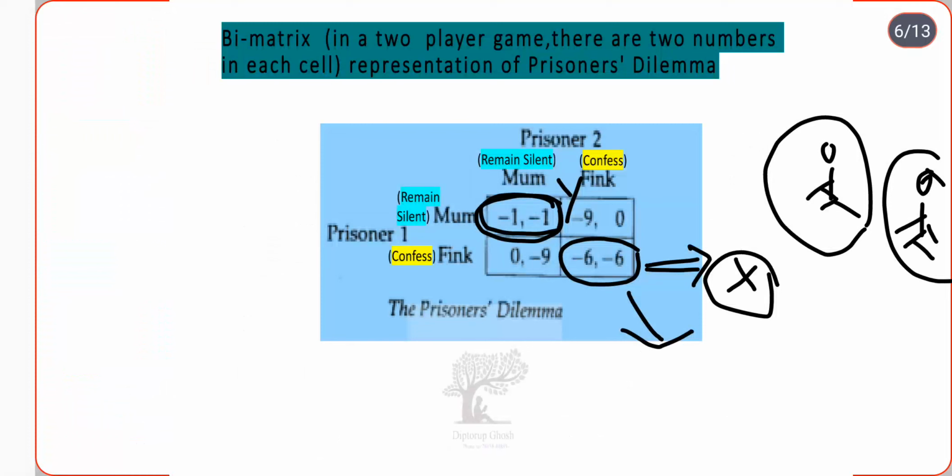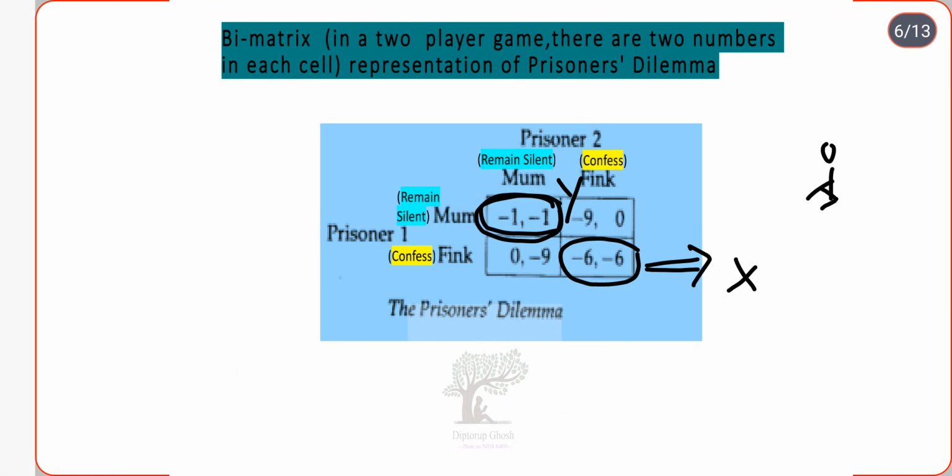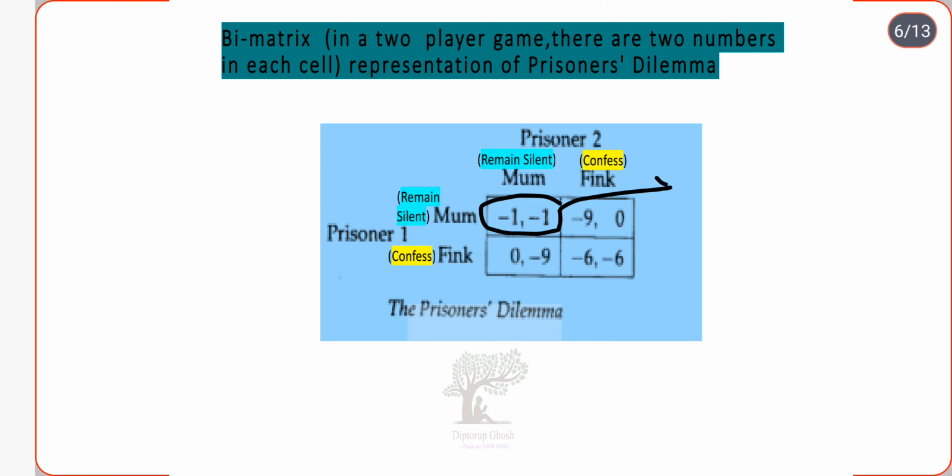If they are selecting this, mum, then they are getting 1 year of imprisonment each. In this situation you can't make them better off. If you have to make any one of them better off, you have to make another one worse off. If I want to make prisoner 2 better off, the only option is selecting these strategies.